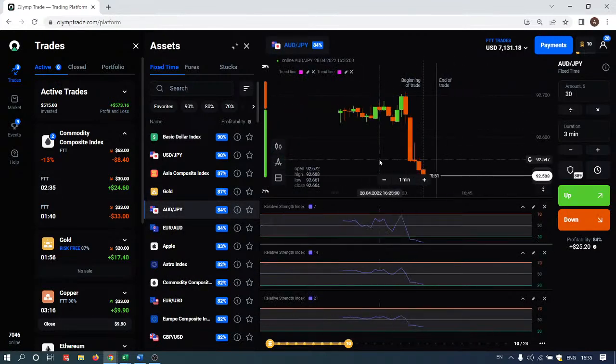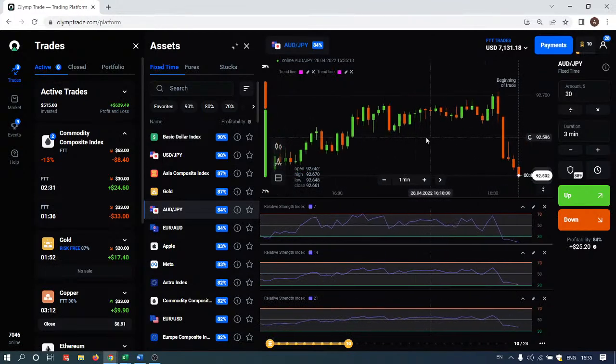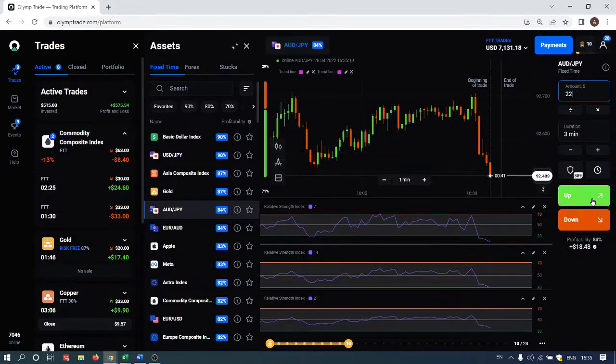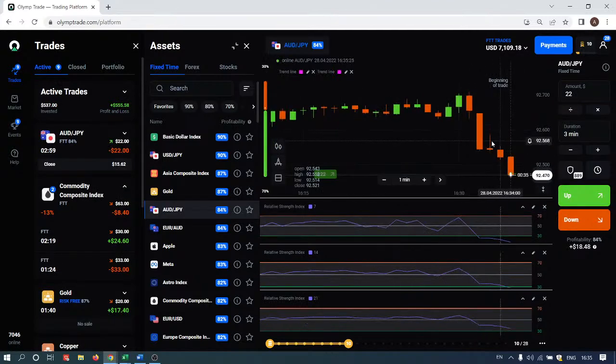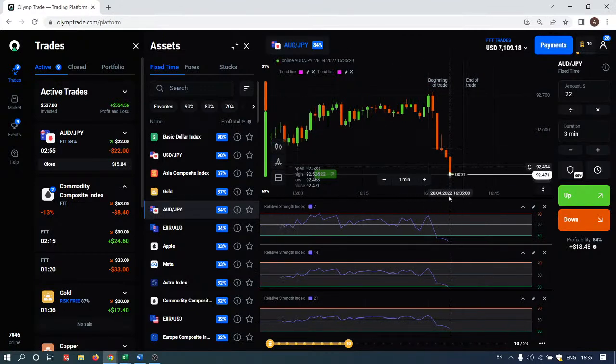Guys, what I also like about our trading platform, the Olymp trading platform, is that this platform is very convenient to use. Okay, let's try this one. Nice, nice. And yeah, time to open a trade up. If it keeps dropping, I will open another one with an increased amount.